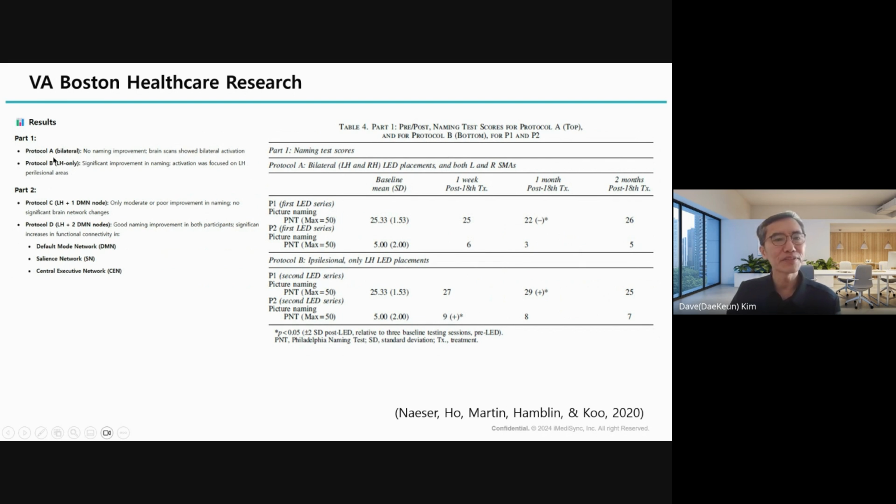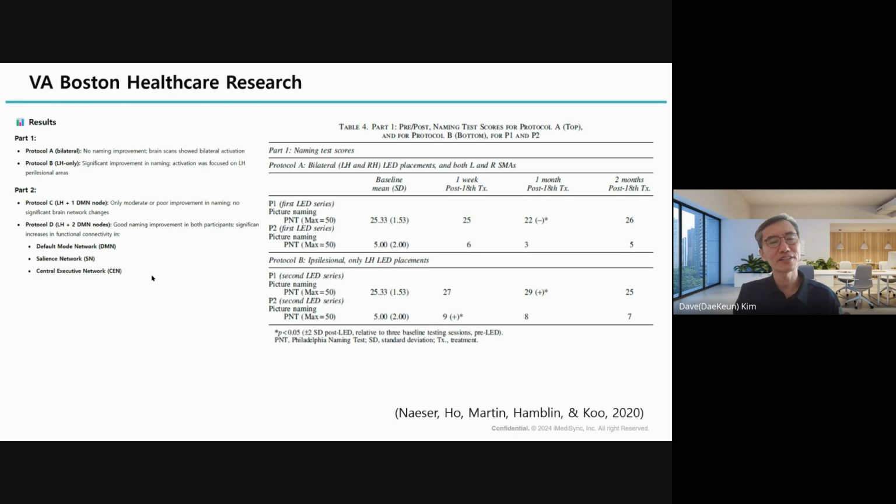Protocol B, the left-only stimulation protocol, showed a significant improvement. The left hemisphere with 1 default mode node showed only moderate or poor improvement, but the left hemisphere with 2 default mode nodes showed good naming improvement. So the basic concept of this clinical study is that different protocols give us different improvement. I think we can speculate from this study that the protocol is very important.